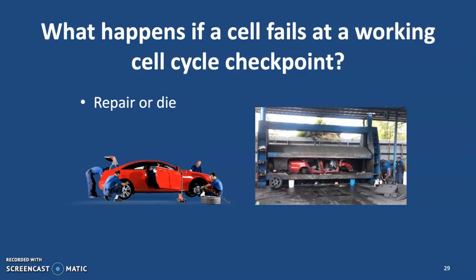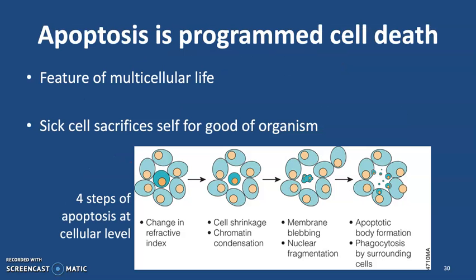So basically, if it can't repair an error, it will go ahead and die. And what does that normally look like? The most classic example of this is something called apoptosis. So this is a form of programmed cell death. It's a feature of all multicellular life. And the bottom line is that the cell is going to sacrifice itself for the good of the organism.